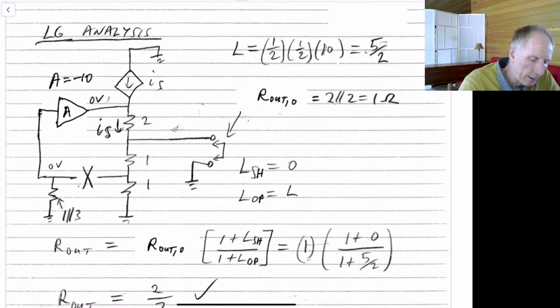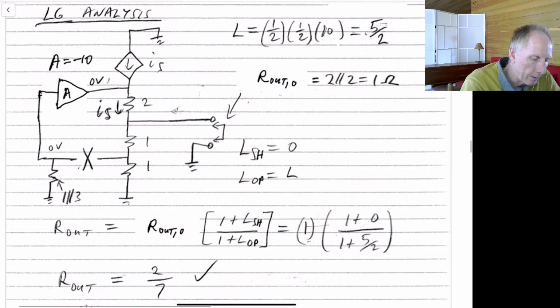Now we have the loop gain when the port is shorted. So if all of a sudden I short this port here to ground, and I find the gain from here all the way around to here, well, because I'm going to be hitting the ground, this is always going to be at 0 volts at this node. And if it's always 0 volts, the loop gain is always going to be 0. So we have that the loop gain when the port is shorted is 0. The loop gain when the port is open is L, which we found up here.